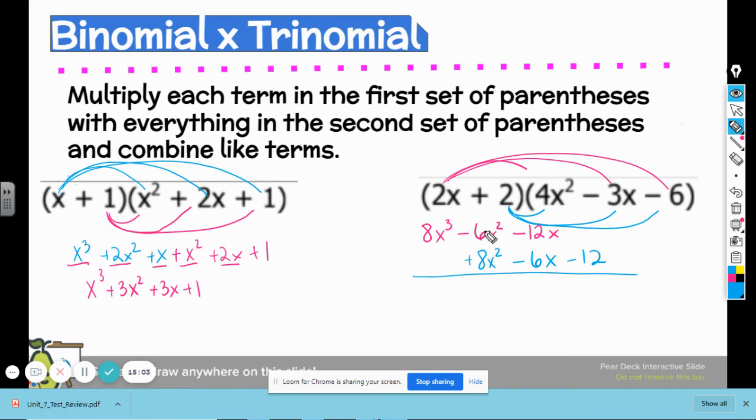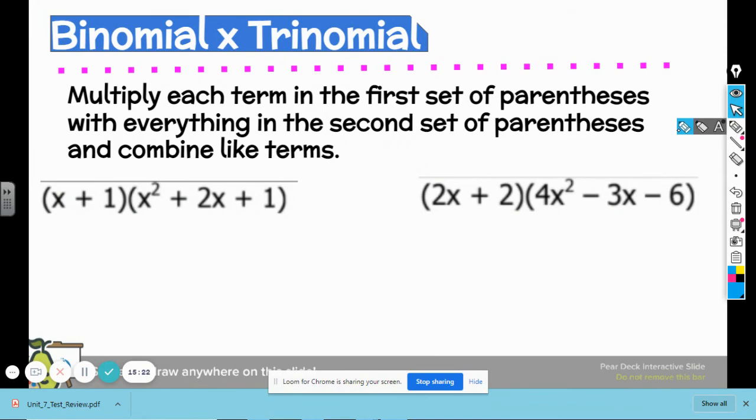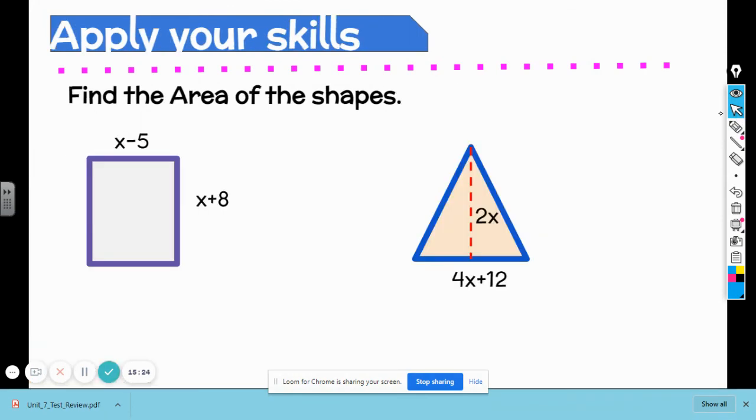Now that these are written above and below each other, I can combine them. 8x to the third plus 2x squared minus 18x minus 12, final answer. Okay, that's all you do. So it's not required to do the vertical method, but it is possible to do it. You can do it if you want to. Oh yeah, we got to do shapes. Oh, and then this will be done.